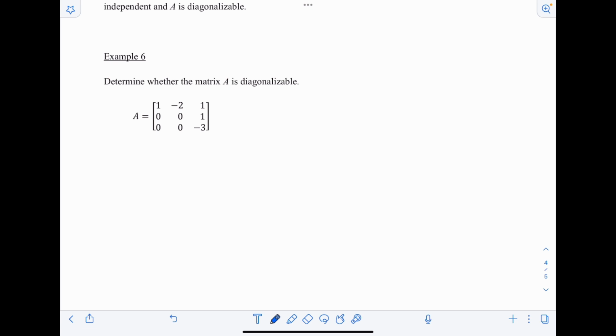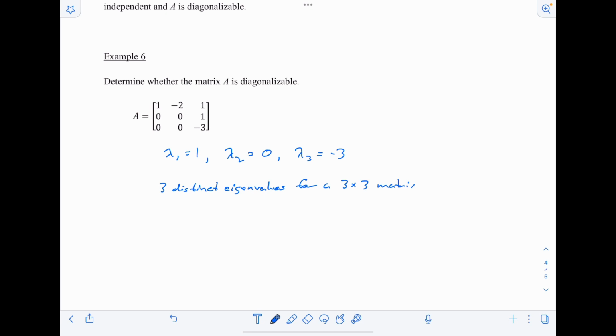Okay, so again, just to see that one more time, determine whether matrix A is diagonalizable. Well, again, we've got a triangular matrix here. And so because of that, we know that the eigenvalues are just on the main diagonal. So lambda 1 is 1, lambda 2 is 0, and lambda 3 is -3. So again, because we have 3 distinct eigenvalues for a 3 by 3 matrix, then A is diagonalizable.